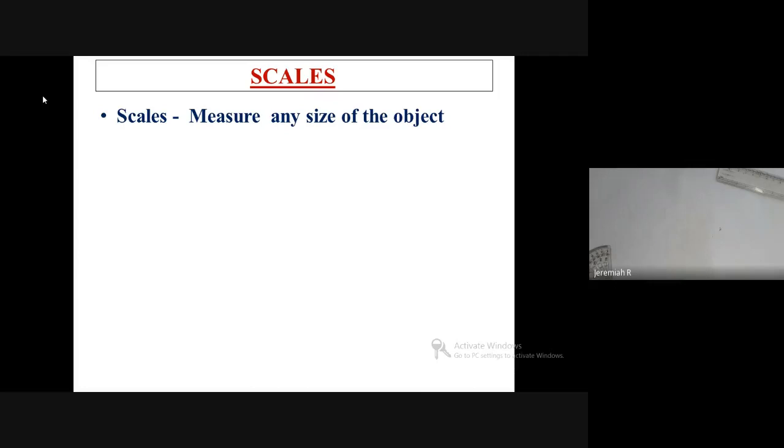Scales measure any size of object, so the unit may be something different. Whatever scale you have, you can measure centimeter and inches. You can make a scale for hectometer and meter, decimeter and meter, something like that. You can make some suitable scale based on your requirement, based on the data given in the problem.